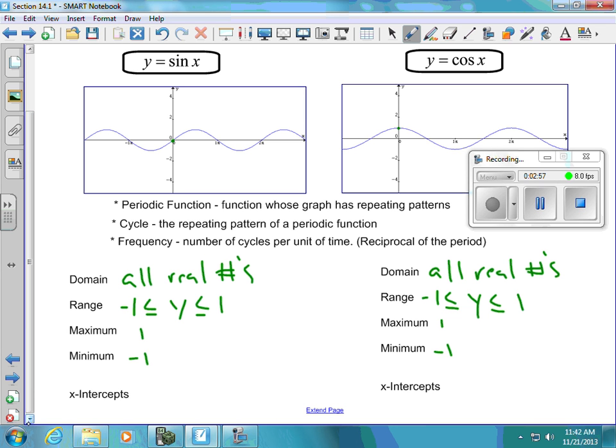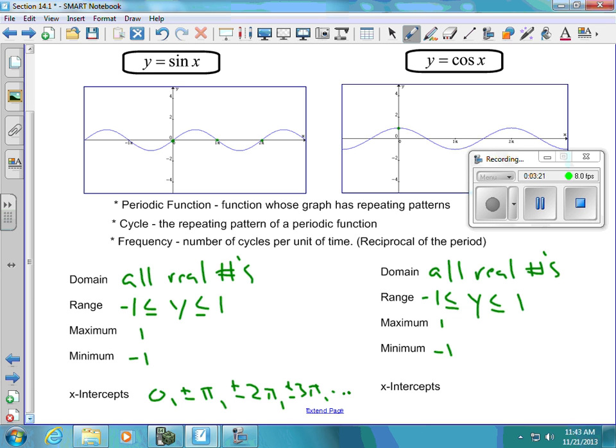X-intercepts. Okay, well, we can see for sine, it crosses at what looks like multiples of pi: 1 pi, 2 pi, 3 pi. So it starts at 0, and if we go left or right, in the positive or negative pi directions, we're going to hit the x-axis, and on and on.